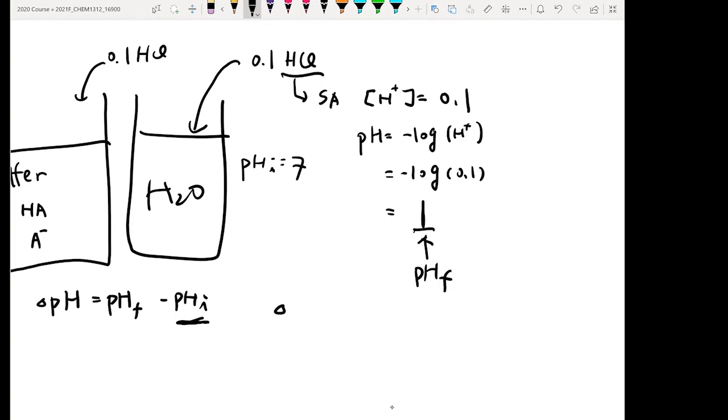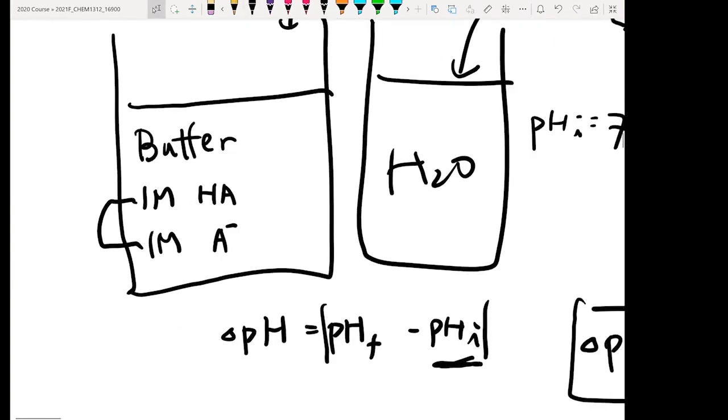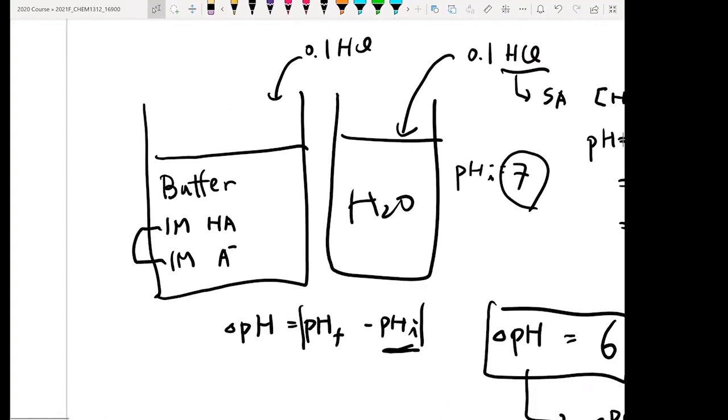Therefore, you know your delta pH. Let me take the absolute value here. So it's going from 7 to 1, right? So the delta pH is going to equal 6. So now let's look at our buffer. So how do you calculate the pH of a buffer?